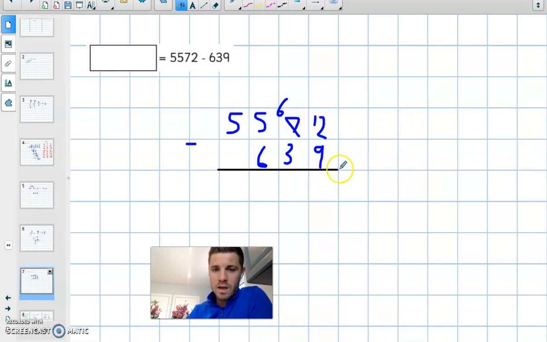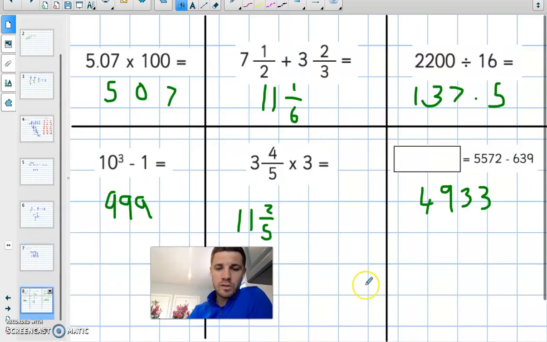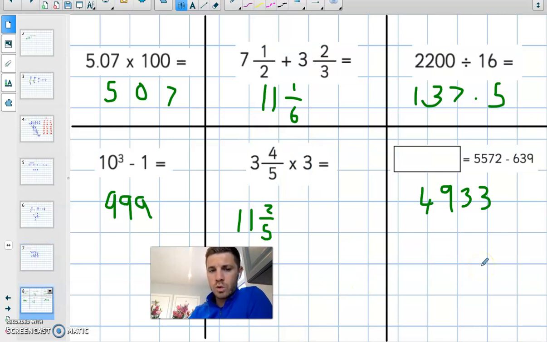12 take away 9 is 3. 6 take away 3 is 3. 5 take away 6 we can't do, so we borrow from next door again. 5 becomes a 4. 5 becomes a 15, and 15 take away 6 is 9, and 4 take away nothing is 4. So you're left with an answer of 4,933.